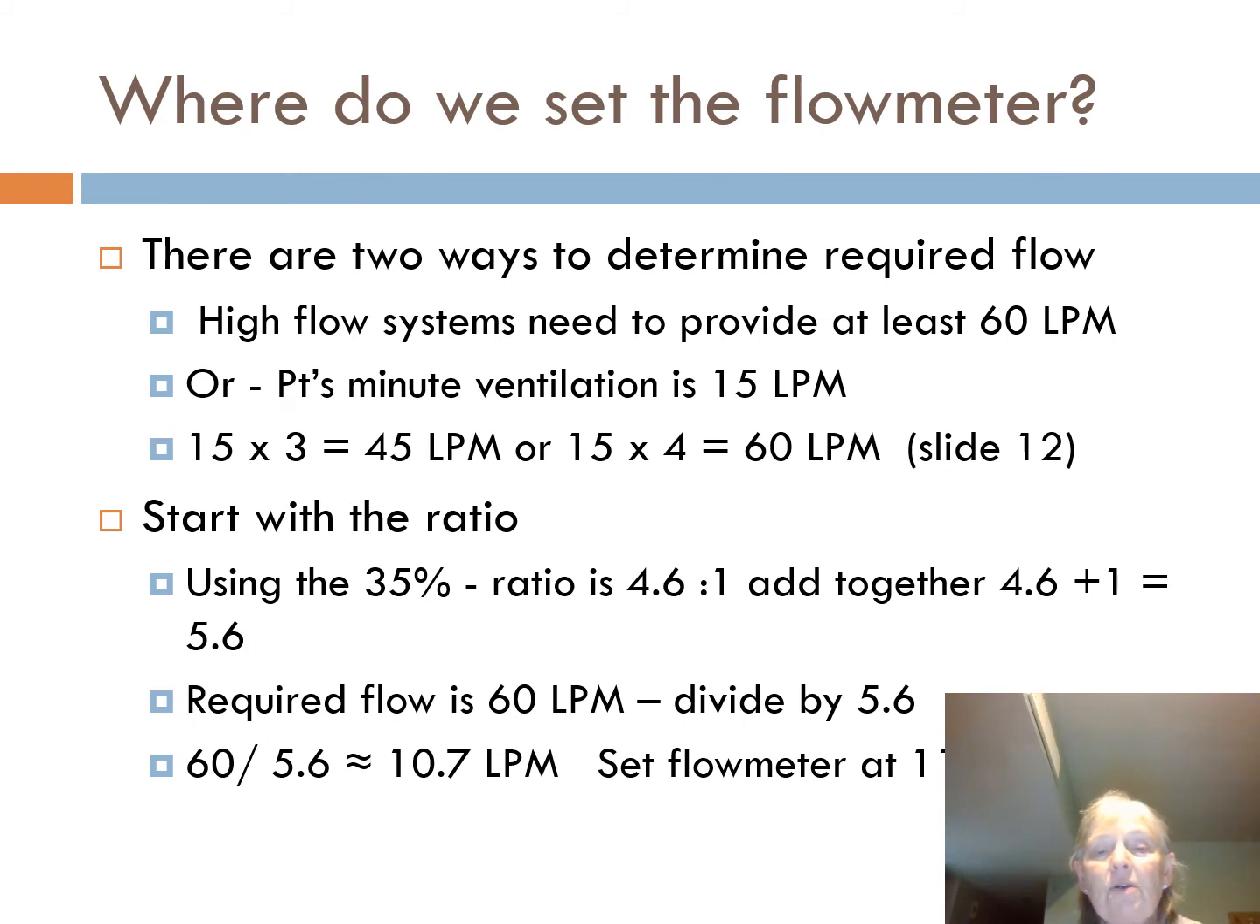So using that 35%, you know the ratio is 4.6 to 1. We're going to add them together. There's your 5.6. The required flow is 60 liters per minute. That's what I have to deliver to this patient, okay? And so I'm going to divide that 60 by that 5.6, and I'm going to come up with approximately 10.7 liters per minute. Now, I'm not going to set 10.7 on the flow meter. I'm going to set a flow meter of 11 liters per minute.